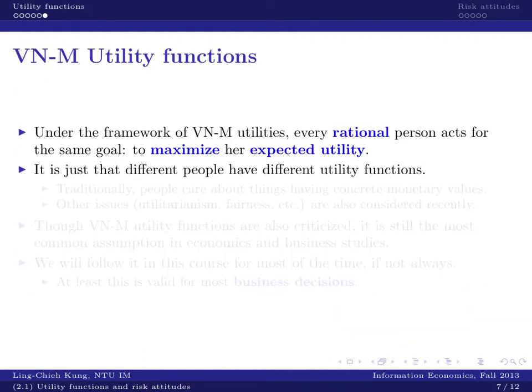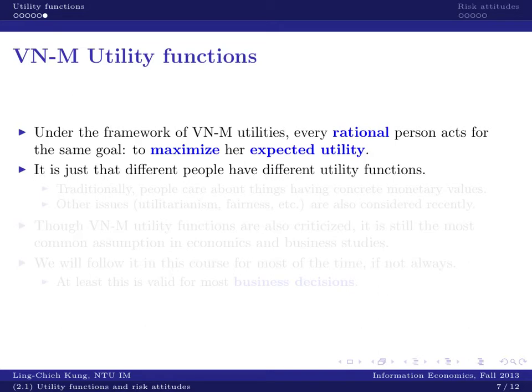Okay, so for that concept, we are saying that we are using the framework of von Neumann-Morgenstern utilities. Starting from now, whenever we call something a utility function, that means von Neumann and Morgenstern utility functions. Under this framework, all those rational persons will act for the same reason. They want to maximize their expected utility.